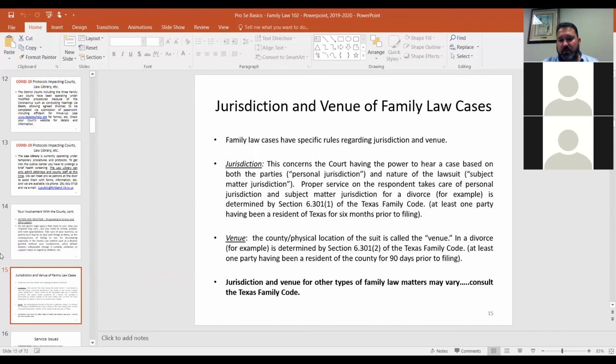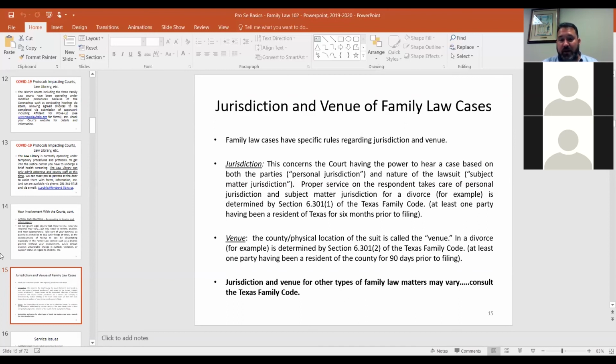And then jurisdiction is also conferred upon the courts by getting jurisdiction over the actual person. And that ties in with the service of legal process on people. So, they have the power to hear the case. Now do they have the power to hear the case over a particular person? And that's where service of lawsuit papers and so forth comes into play, which I'll be talking about in the next slide. Venue is then the other issue.